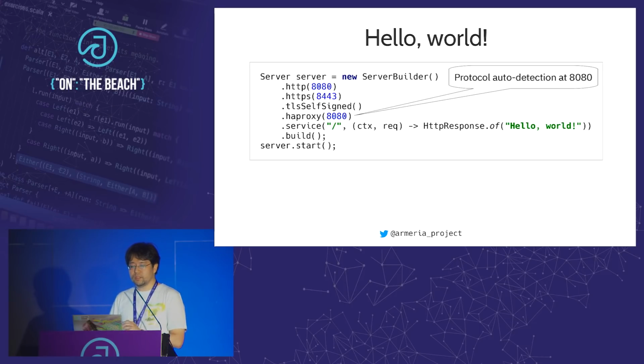And now we bind a service, a hello world service. We use slash, which means the root path, and there's a lambda expression. We accept context and request, and we transform it into a response. Creating a response is pretty simple in this case. We use a factory method in the class HttpResponse: HttpResponse.of and then the message. This will generate a plain text response with a 200 OK status code. Pretty simple, right? And then we build a server finally.